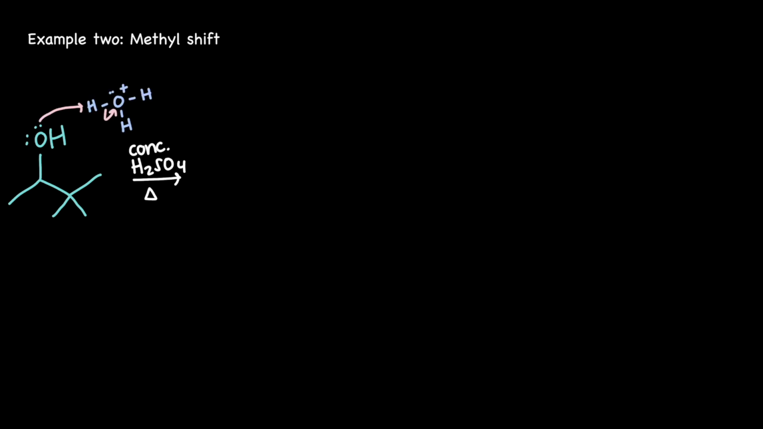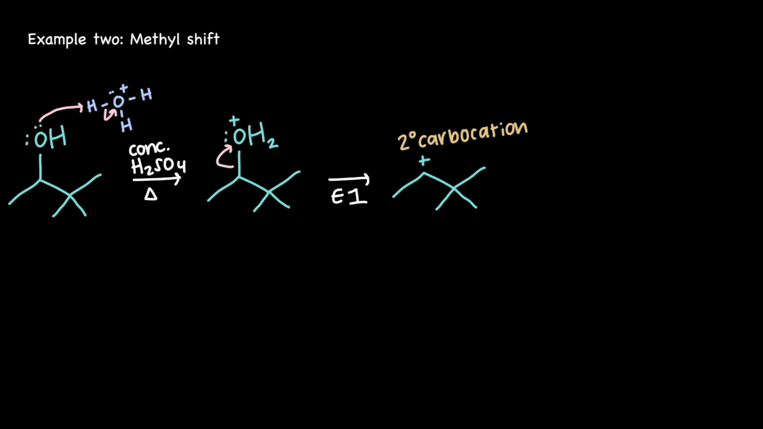Example 2. Methyl shift. 3,3-dimethyl-2-butanol reacting with concentrated sulfuric acid and heat. After protonation of the alcohol and loss of water, a secondary carbocation forms. Now we can look at the carbons next to our carbocation. The carbon to the left is primary, and the carbon to the right is quaternary. A quaternary carbon is a carbon that is bonded to 4 other carbons.